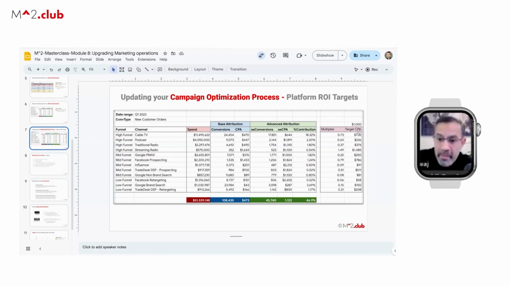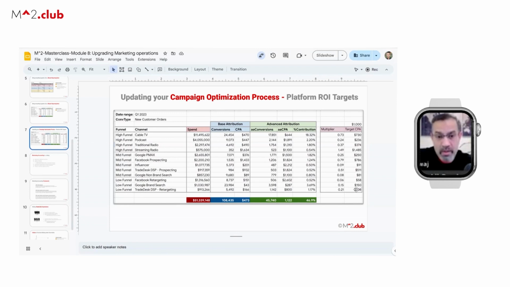Okay. What should I bid in these different platforms? It becomes like a simple lookup table here. You can come here, figure out how to translate the advanced attribution CPA reads you're getting. If you believe this, what I should be bidding in the platforms becomes a very simple lookup here. Okay. So this is how you translate advanced attribution to essentially campaign optimizations.